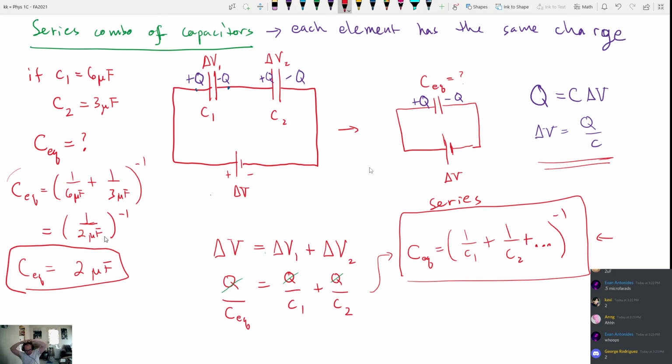It's the kind of stuff that you're going to see. So by adding things in series, you lower the capacitance. By adding things in parallel, you increase it. Are there distinct advantages to each arrangement?